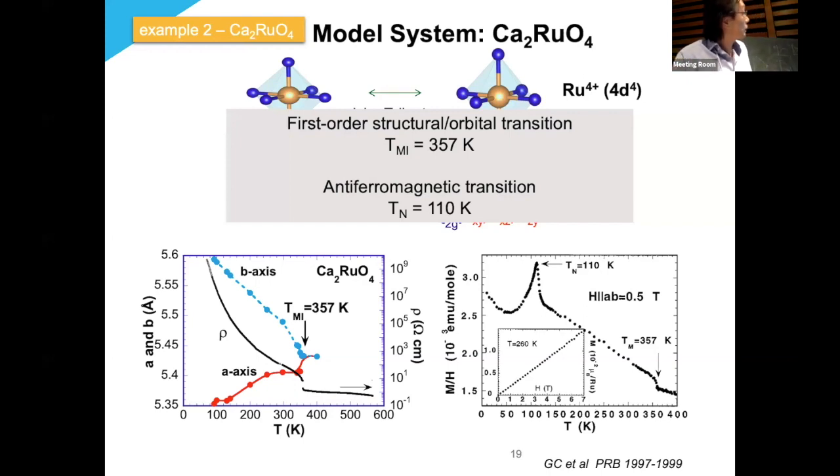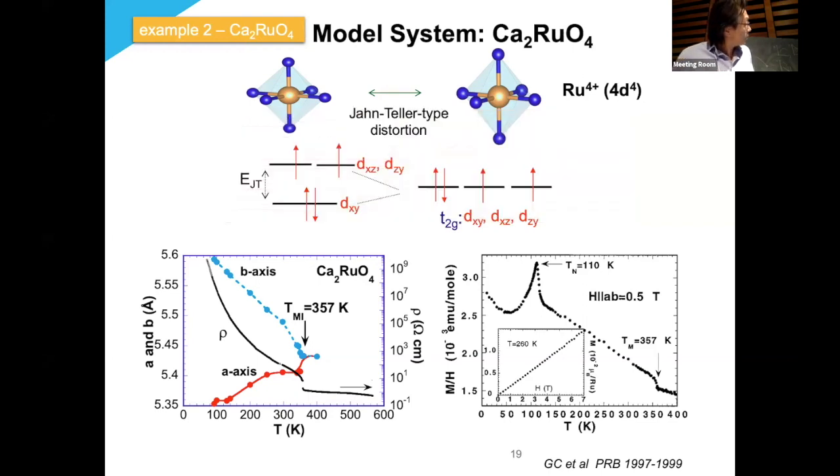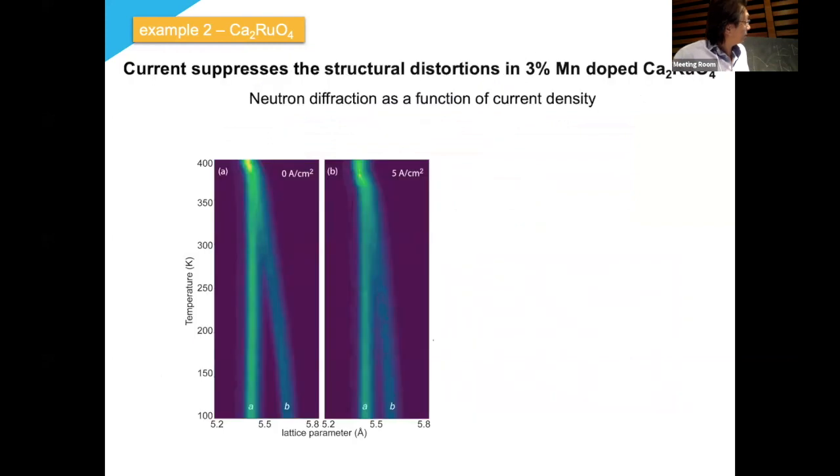So there are two important temperatures. One is this very violent first order transition that happens at 357 Kelvin. The other, at lower temperature, is an antiferromagnetic order. This transition is very violent. So in order for us to do a thorough study, we doped some impurities in the system. But this doping does not change the underlying properties of these materials.